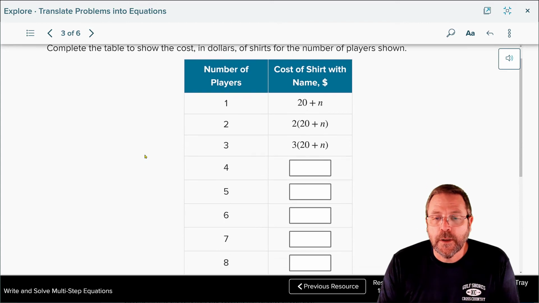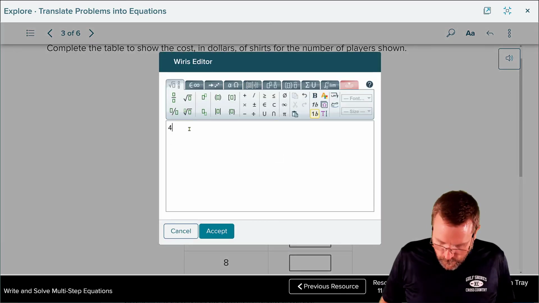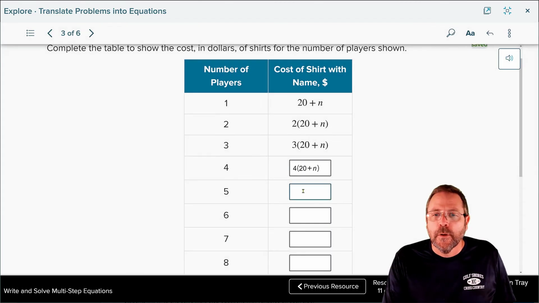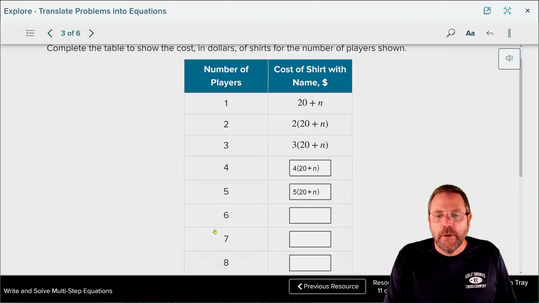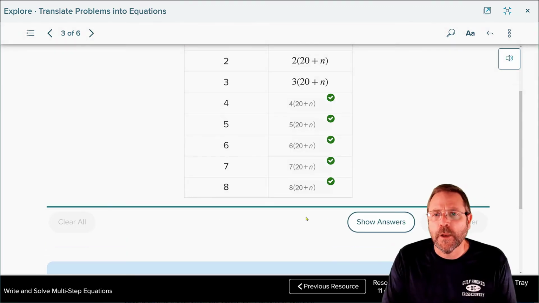Now we're going to do some of that voodoo math again, where your next one is you've got your 20 plus n. That's what I said at the beginning. 2 players would be 2 times the sum of 20 and n. 3 players would be 3 times the sum of 20 and n. 4 players would be 4 times the sum of 20 and n. 5 players will be 5 times 20 plus n, 6 players will be 6 times 20 plus n, 7 players will be 7 times 20 plus n, and 8 players will be 8 times 20 plus n. And check our answer. The answer checks.